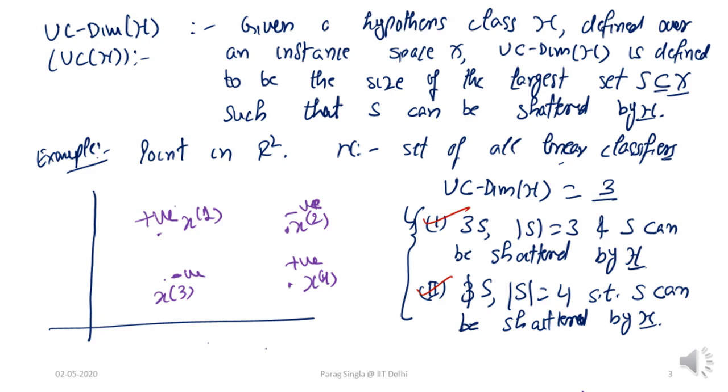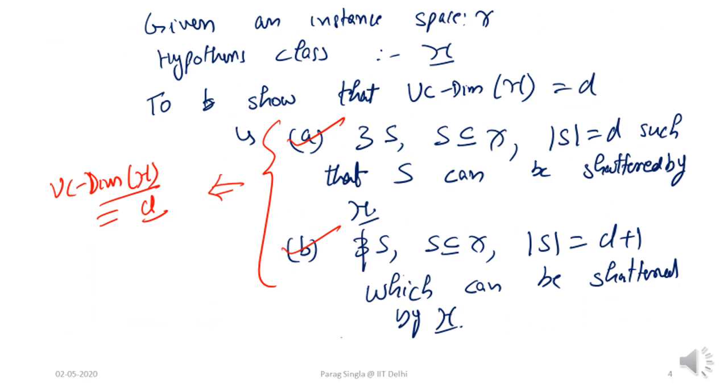In the next slide, we will make it slightly more general, for the case of general hypothesis classes, where we want to show that the VC dimension is exactly equal to D. So this is the more general case: given an instance space X and a hypothesis class H, to show that the VC dimension of H is equal to D. This is the D that I was talking about in the previous slide. Maybe I should have written it explicitly, that D being referred to was actually the dimension of H, where D was 3 in the previous example.